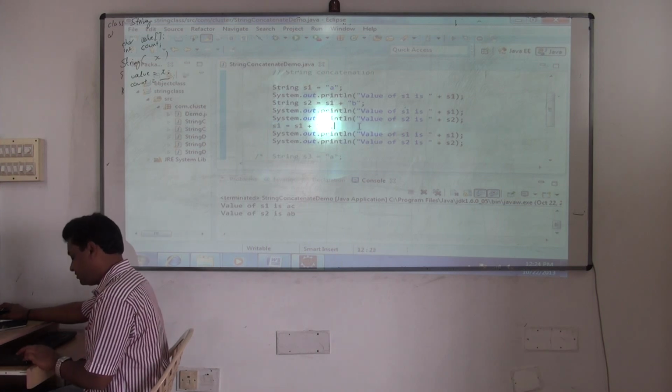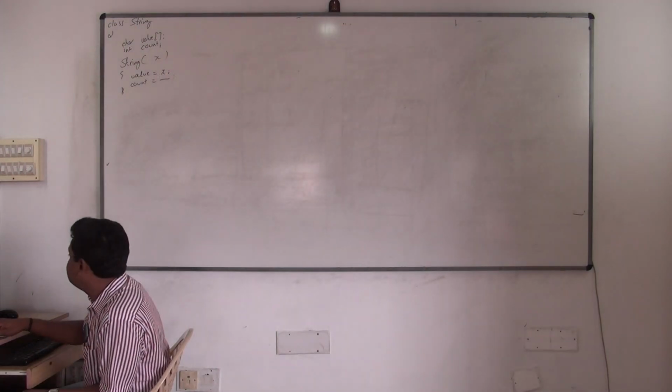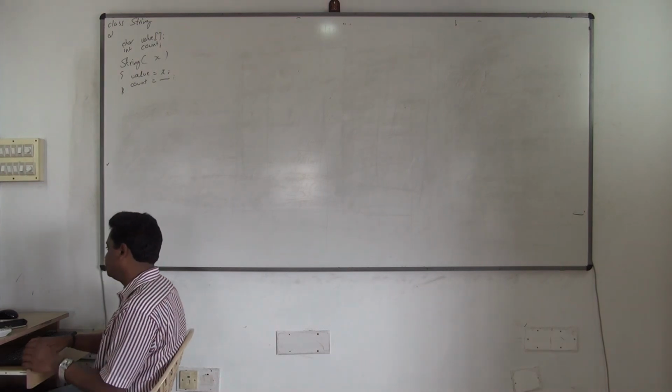So this is string concatenation. Whenever you try to modify a string, a new string is getting created like this. So that is what we say, it goes on creating too many garbage values. Understood?